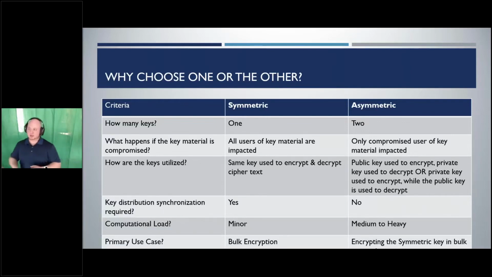How are the keys utilized? Again, this is just reiterating what we talked about on the previous slide. In symmetric, it goes same key material forward to ciphertext and from ciphertext back to plain text. In asymmetric, I use the private key to encrypt, and then I use the public key to decrypt, or vice versa. It depends on what you're using it for.